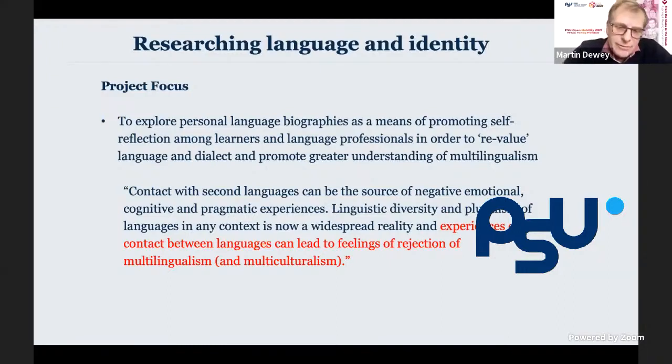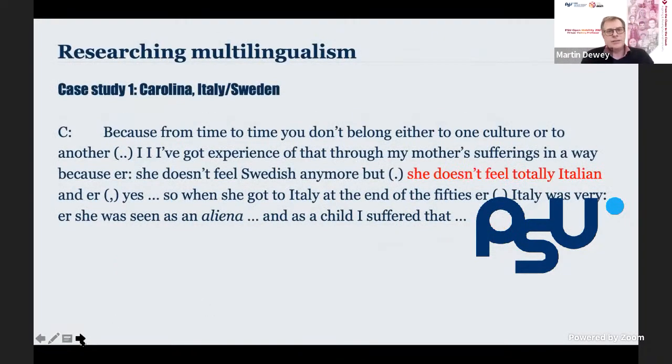And the point of the project was to look at how experiences of contact between languages can lead to feelings of rejection of multilingualism and multiculturalism, particularly because of language ideologies. Because of this monolingual ideology and standard language ideology, which elevates certain languages to a position of power and status, if you are a speaker of a minority language, you may experience feelings of rejection, and particularly in contexts of immigration, you may feel that it's difficult to access opportunities for education and employment and so on. So it's a research project that looked at these questions, these concepts.